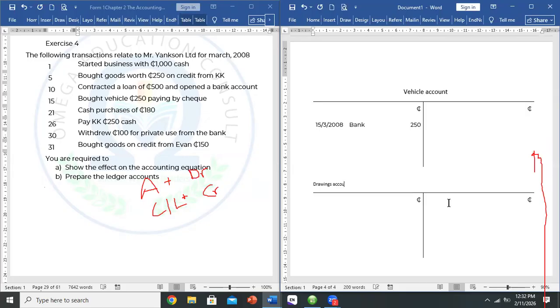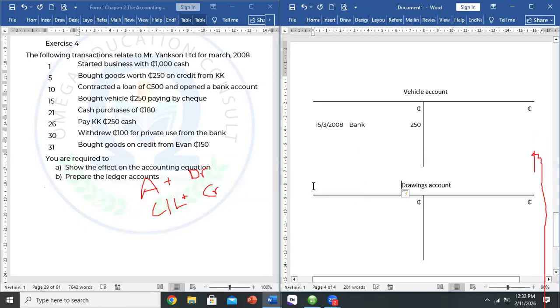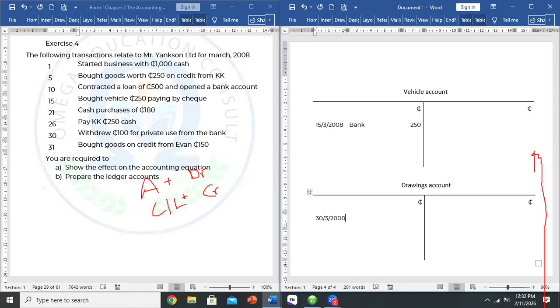You see that the thing is very sweet and simple if you really understand the principle and you are doing it without any problem. So we debit drawings, 30th March 2008. That will be bank, 100. Very simple. We are left with the last transaction.